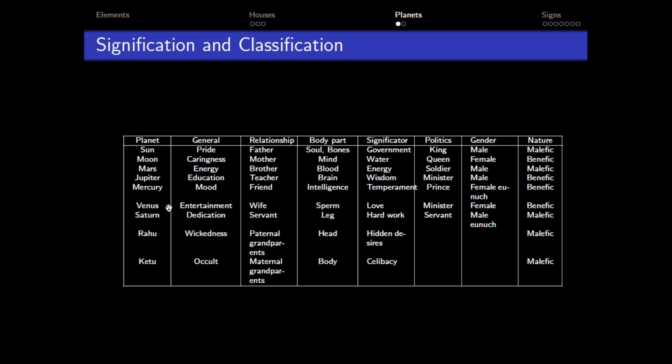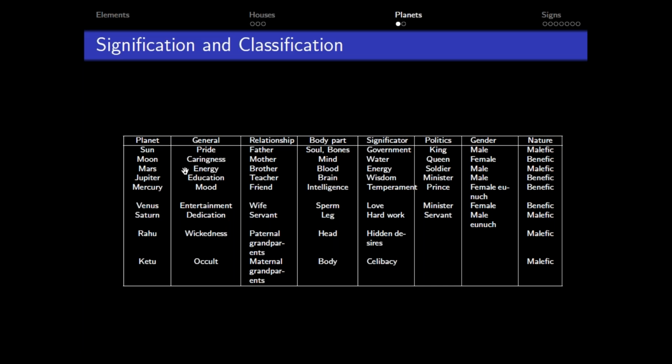Same way in gents, same way in a male native, Sun represents soul, inner beauty, inner courage of the male native, while Mars represents the outer physical characteristics of the male native.